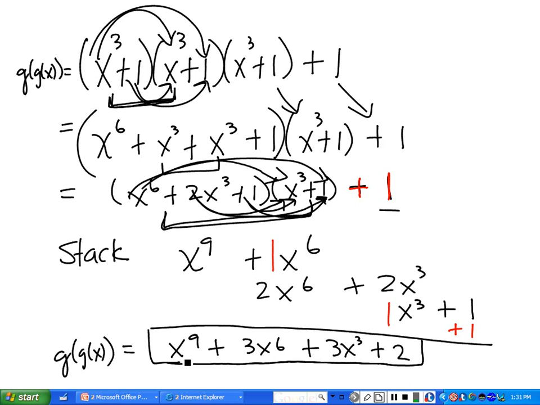That concludes this presentation on the compositional functions. I believe that this presentation will help you a whole lot.